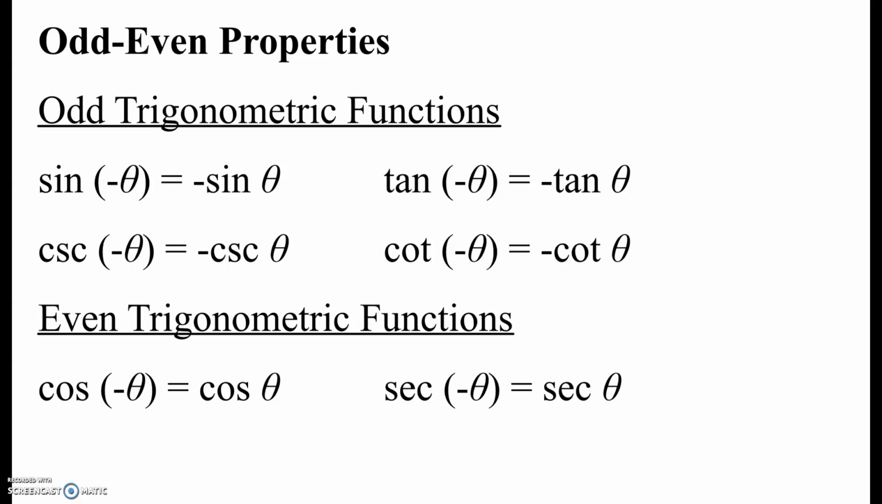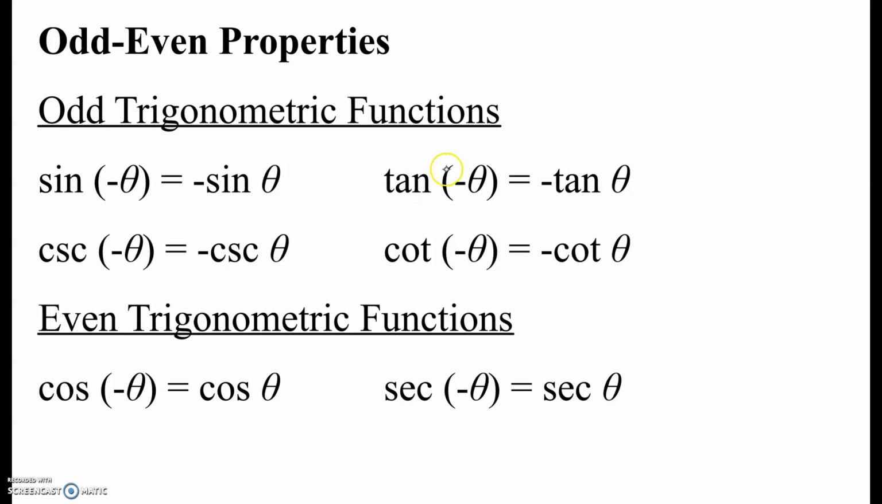The last type of property we're going to talk about today is the odd and even properties. For any function, an odd function says if you take that function at the opposite of x, you get the opposite of that function at x. So with trig functions, sine is an odd function because if I take sine of negative theta, that's the same as the opposite of sine theta.